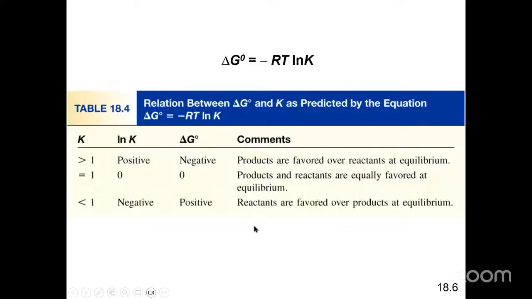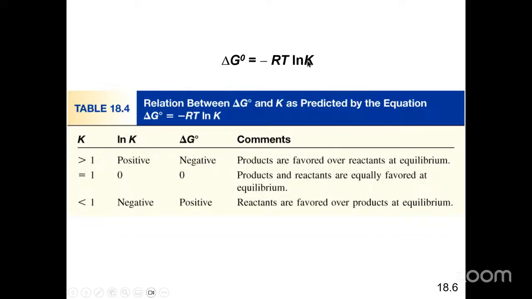And this here is a summary, again. What I showed you before was a graphical representation, but this is a very short summary of the relationship between delta G standard and K, right? Because of this negative sign, that influences the relationship between the two, obviously. So if K is greater than 1, then ln K will be greater than 1 and positive. If this is positive and you have a negative sign here, that means that delta G would be negative. And what does that mean? That means that products are favored over the reactants at the equilibrium position, right?